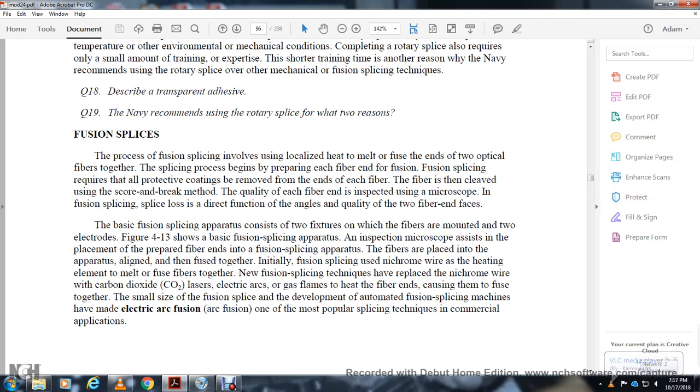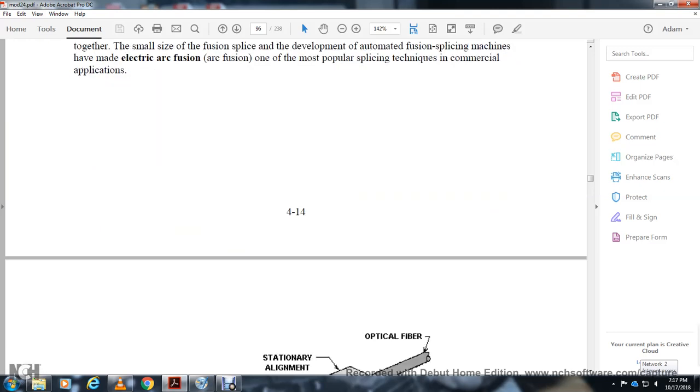Initially, fusion splicing used a nichrome wire as the heating element to fuse the fibers together. The newer fusion splicing techniques have replaced the nichrome wire with a carbon dioxide laser or an electrical arc. Glass flows as the heat softens the fiber ends and they fuse together. The development of automated fusion splice machines has made electrical arc fusion one of the most popular splicing techniques in commercial applications.